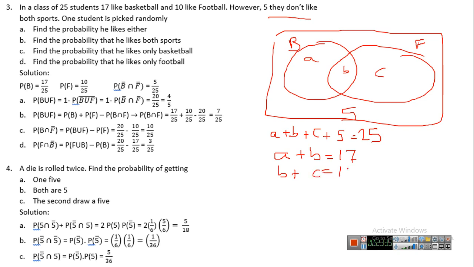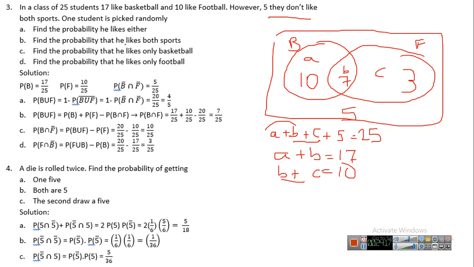It is 10. So if a plus b is 17, what will c be? 17 plus 5 is 22, so remaining c is 3. And if b plus c is 10, 10 plus 5 is 15, right? So a will be 10. If a is 10, b will be 7.